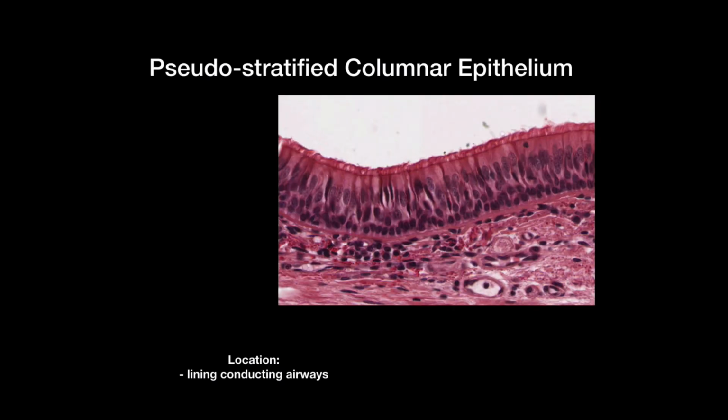The next one is pseudostratified columnar epithelium tissue. That was hard to say. But if you break the words down, pseudo means false, right? False.